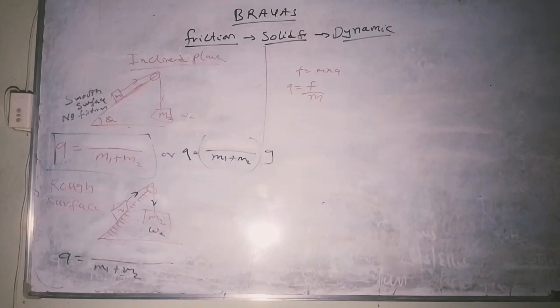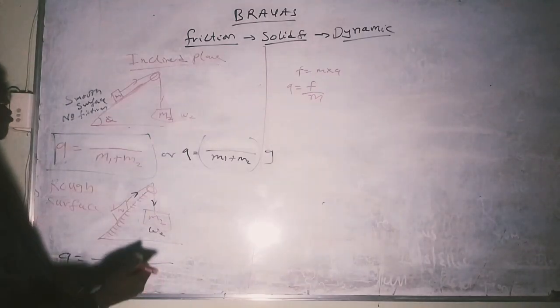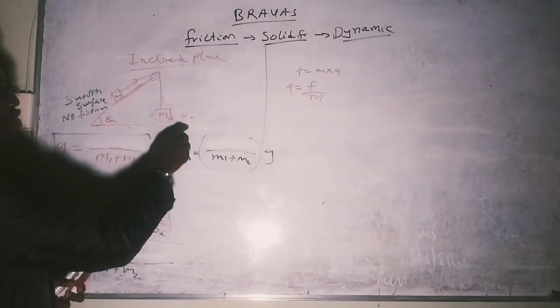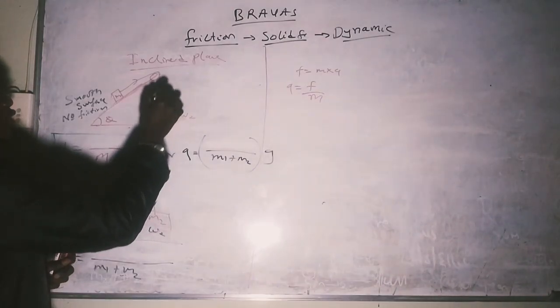So guys, let's quickly move to the inclined plane. So friction: static friction, and dynamic friction for an inclined plane. We'll be talking of the movement of the two bodies on this inclined plane. So we have mass M2. Mass M2 is dragging M1, right? M2 is dragging M1 with a particular force called tension, right?